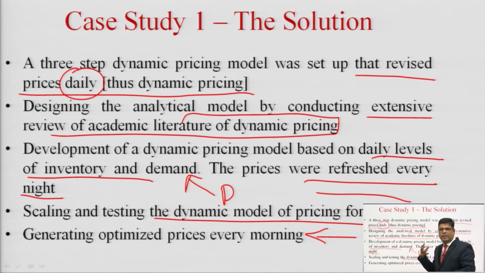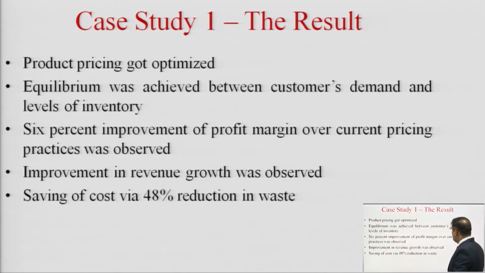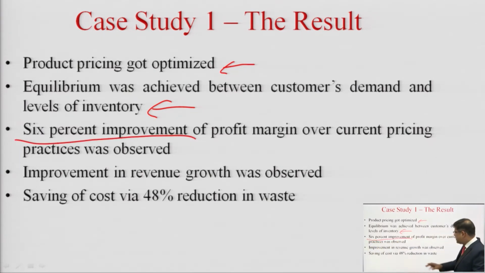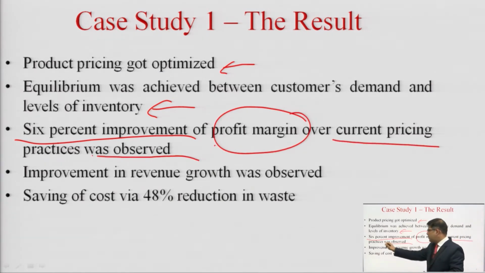So, this actually catered to many challenges simultaneously, and the challenges that we saw in the last slide were catered to through this type of dynamic pricing solution which was offered to the company. Now, what was the result? The result was that the product pricing got optimized first of all. Second result was that equilibrium was achieved between customers' demand and levels of inventory. Then a 6% improvement was observed in terms of profit margin over current pricing practices.